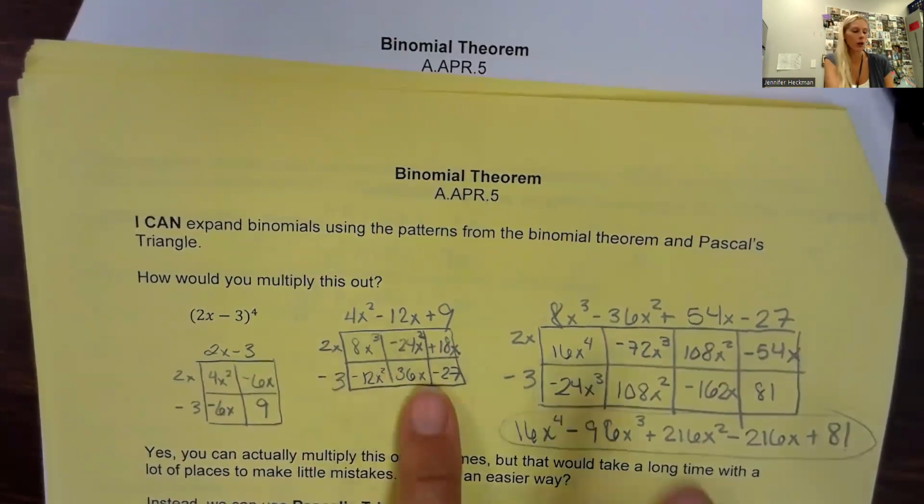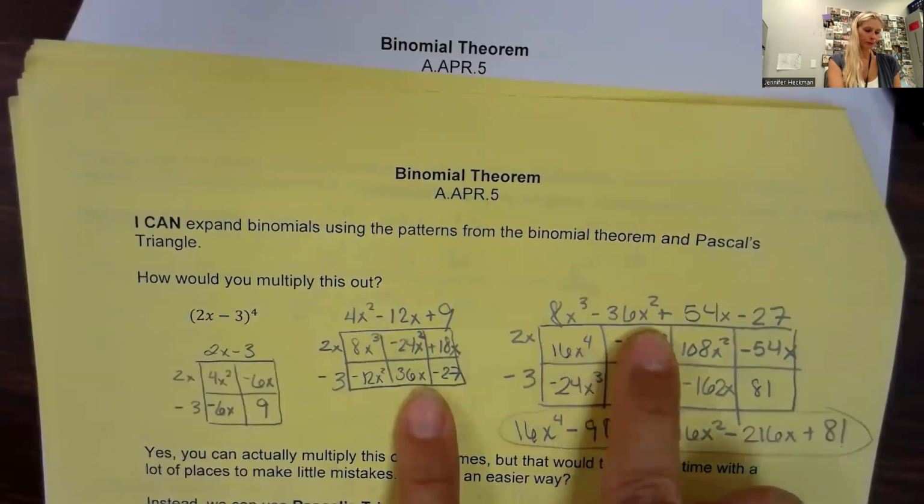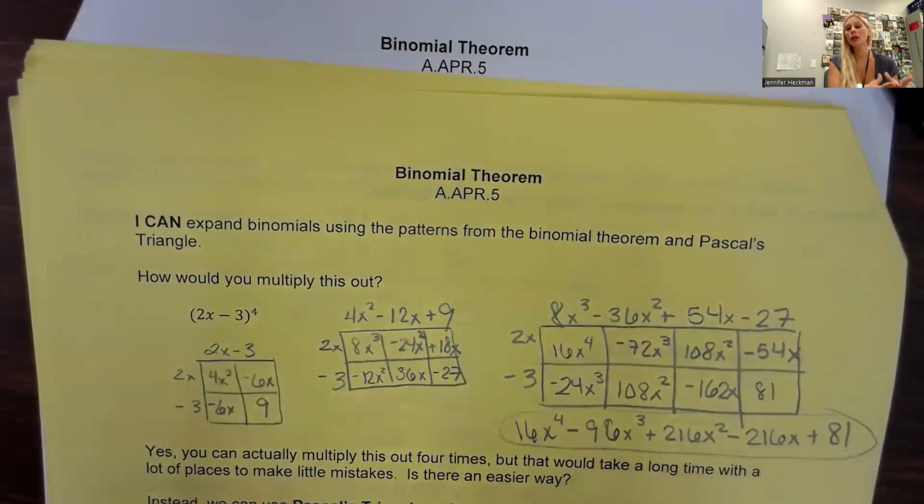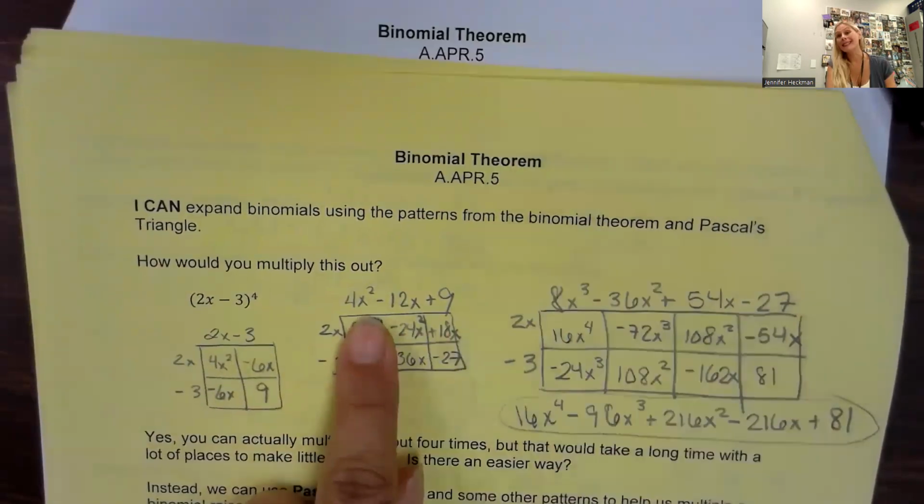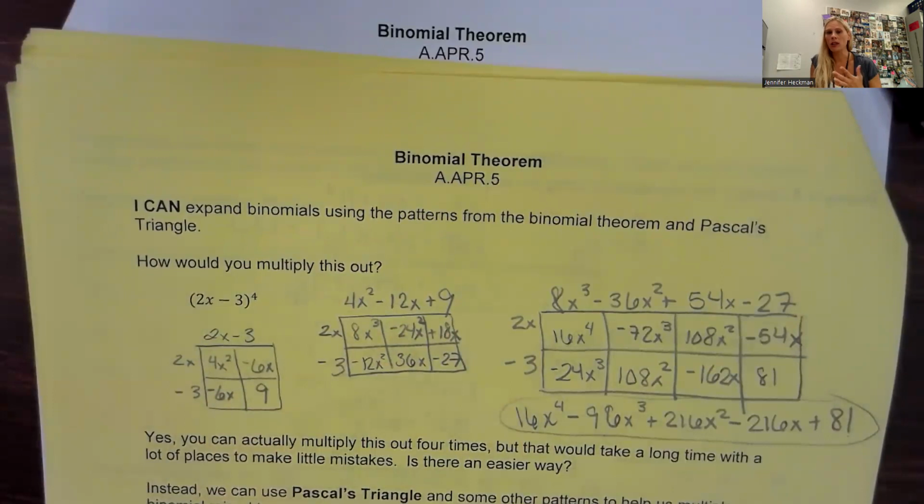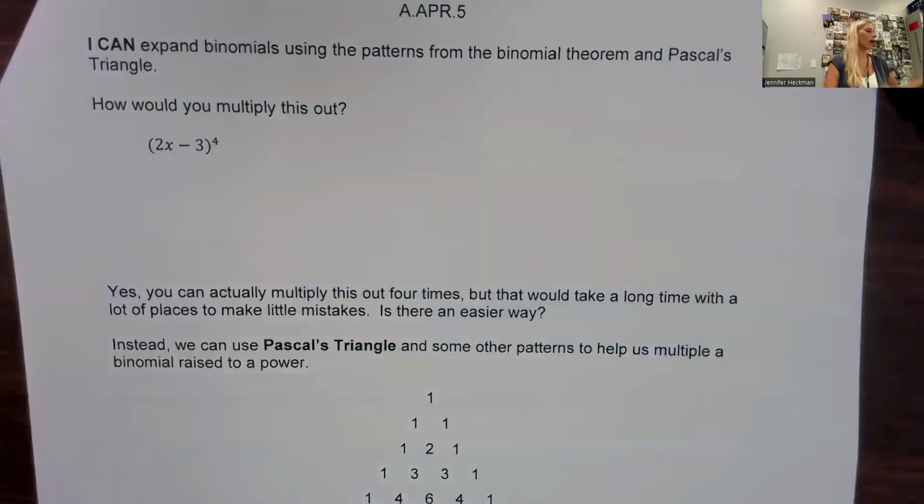So I take that result, which is 8x cubed minus 36x squared plus 54x minus 27, and multiply it one more time. Okay, I guess in a way I could have done this trinomial times itself, and that would have given me the fourth power, right? But as you can see, it's a lot of time, a lot of spaces for mistakes, right? With the negatives and your exponents and things like that. So I'm going to show you a trick today of what we can do.